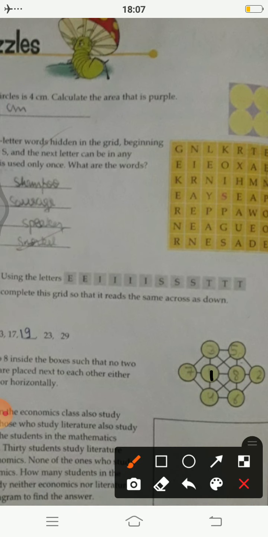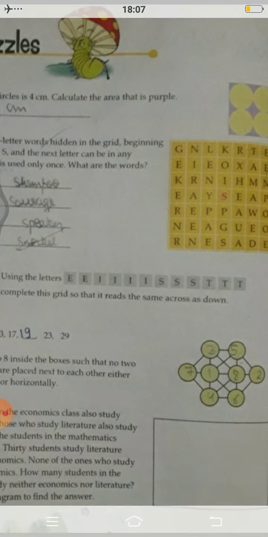As you can see, if I place 1 here and 2 here, no two consecutive numbers are placed together. For example, 7 and 8 are consecutive numbers which are neither diagonally connected to each other, nor horizontally, nor vertically. So just try it on your own and then check the answers. Then just go through the video.